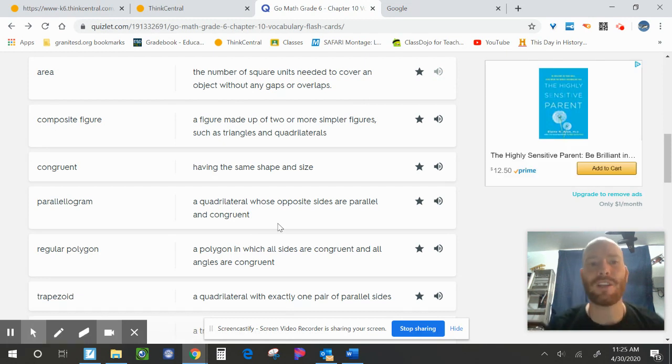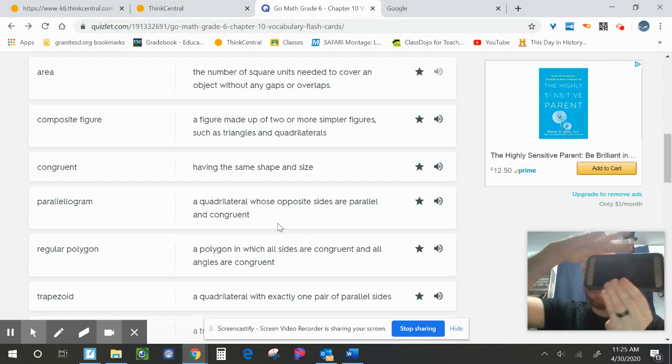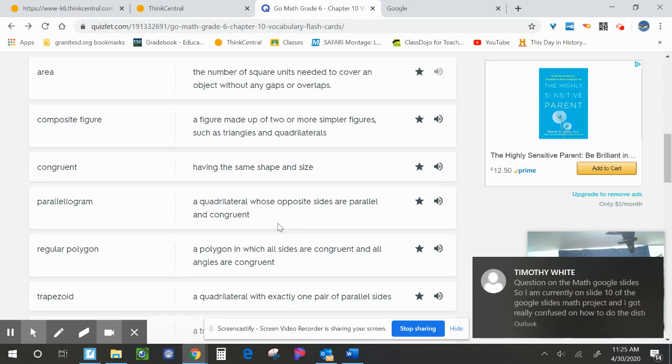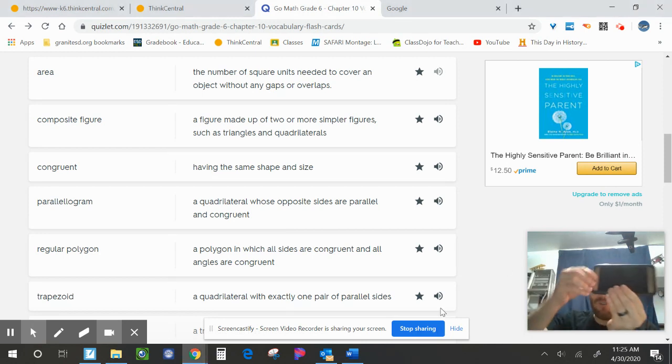Well, a parallelogram is a quadrilateral, fancy word for something with 4 sides. Quadrilateral, whose opposite sides are parallel and congruent. So my phone is a parallelogram because this side and this side are the same. This side and this side are the same. Okay? So, yeah. Also notice that this side and this side are not the same. That's okay because it's still congruent with these. Right. Okay. So those are parallelograms.